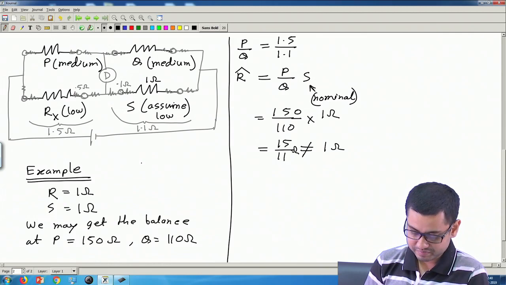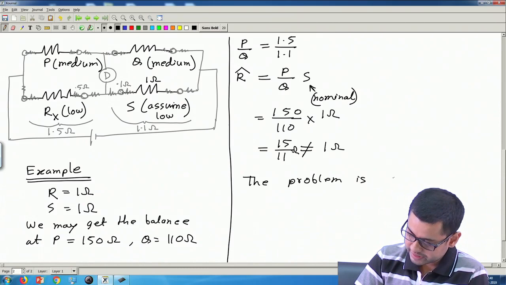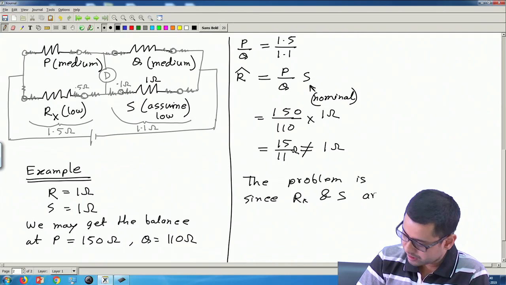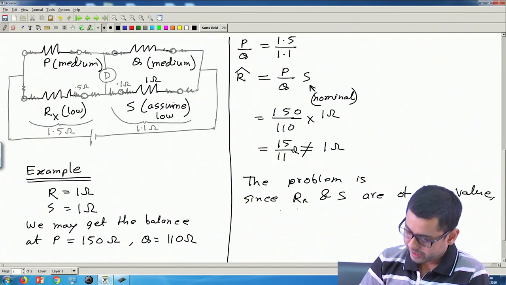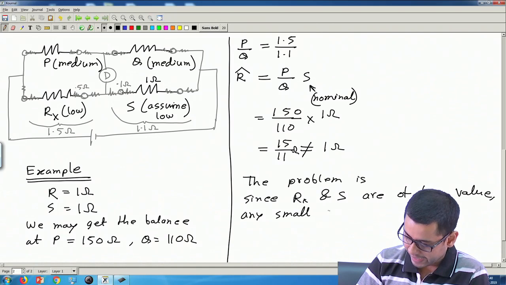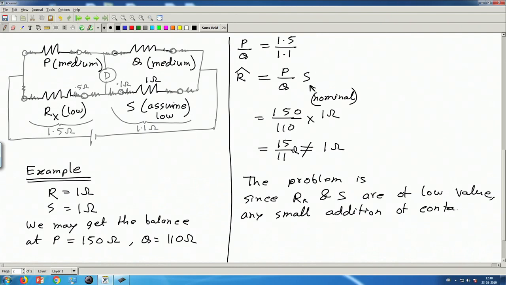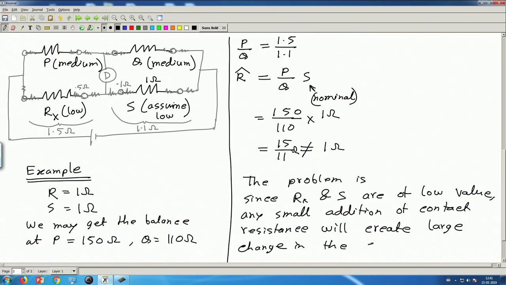So the problem is, since R and S are of low value or small value, any small addition of contact resistance will create large change in the calculation. Okay, so that is the problem.